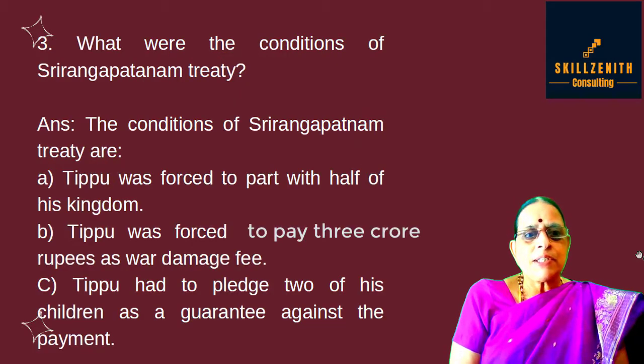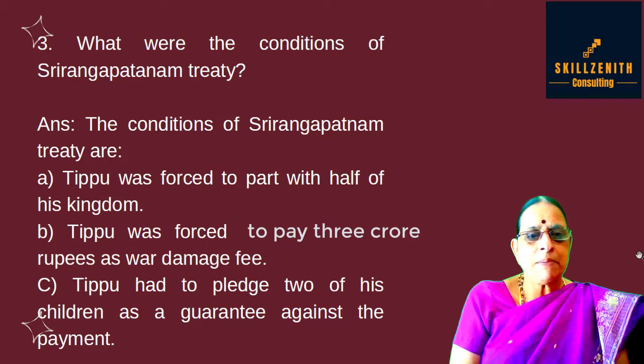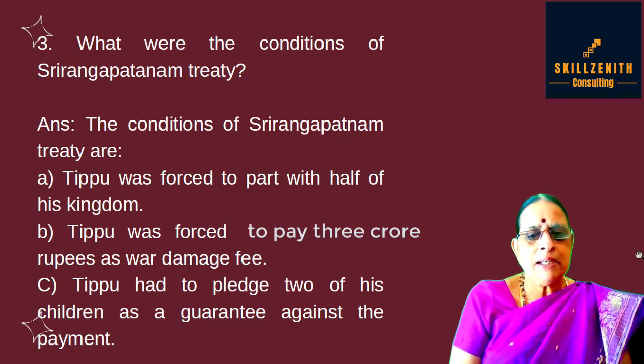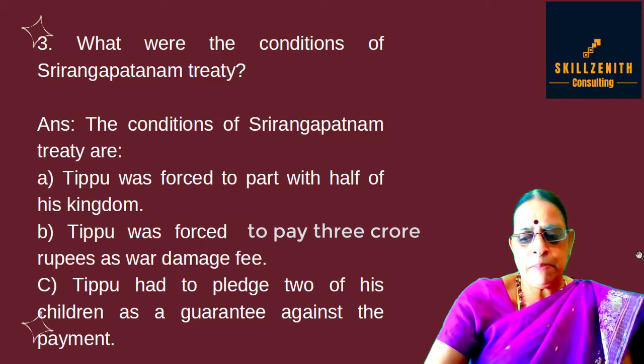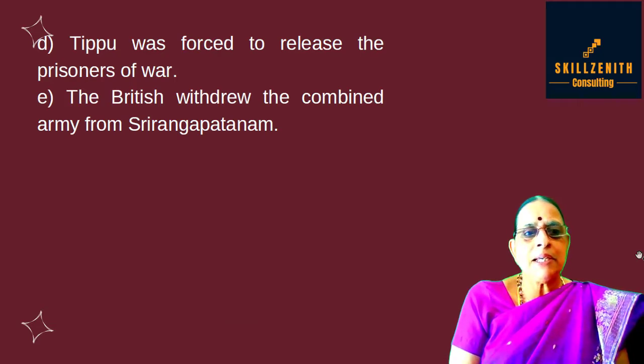What were the conditions of Srirangapatna Treaty? Answer. The conditions of Srirangapatnam Treaty are: Tippu was forced to part with half of his kingdom. Tippu was forced to pay 3 crore rupees as war damage fee. Tippu had to pledge 2 of his children as a guarantee against the payment. Tippu was forced to release the prisoners of war. The British withdrew the combined army from Srirangapatnam.